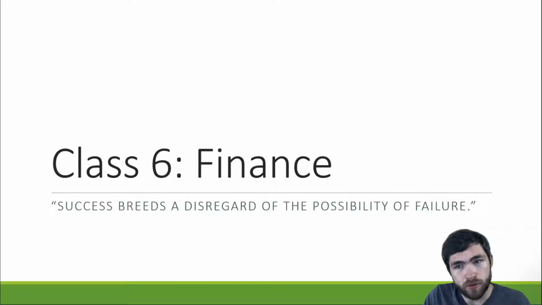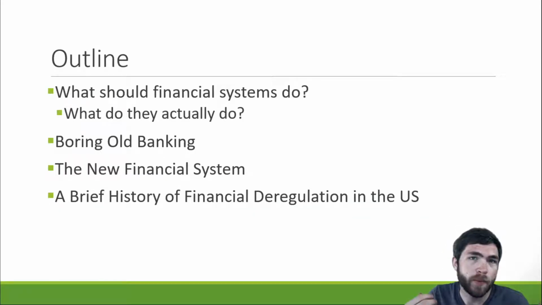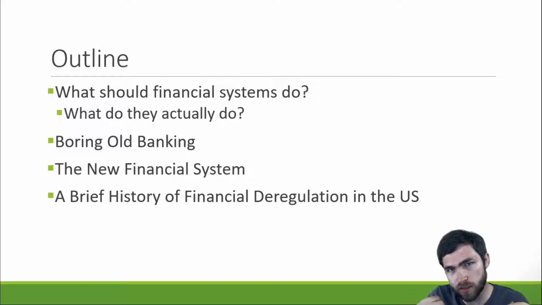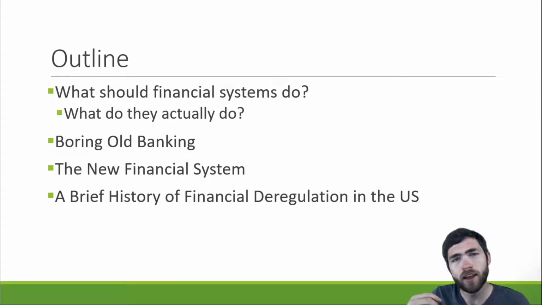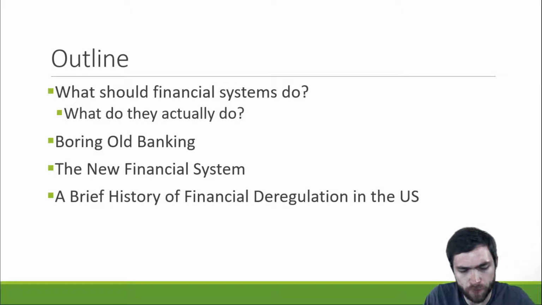So, just to give you an idea of where we're heading, we're going to start by talking about the functions of a financial system, like what it should do ideally, and then how it deviates from that in reality and some of the reasons why. I'm going to talk a little bit about the old financial system, boring old banking that preceded what we have today, and kind of how that differs from the new financial system. And then finally, I'm going to wrap up with a brief history of financial deregulation in the U.S., and that should bring us up to kind of modern day thinking on what the regulations on a financial system are.